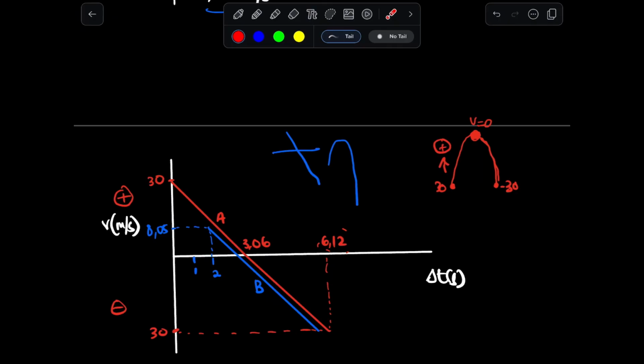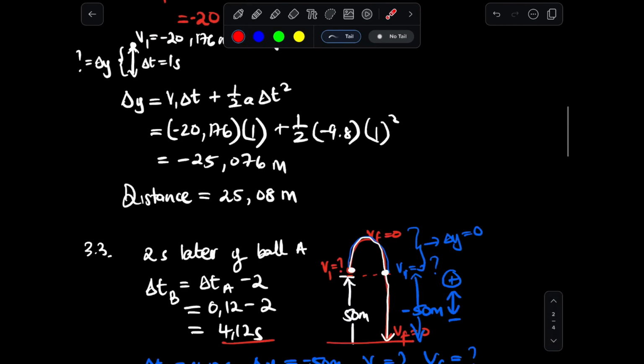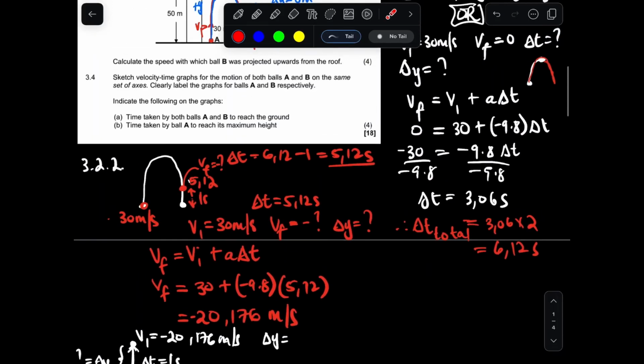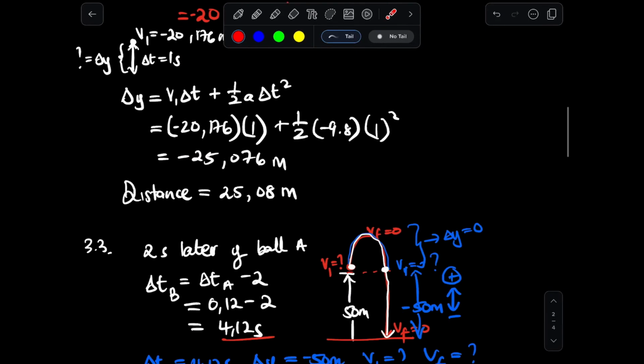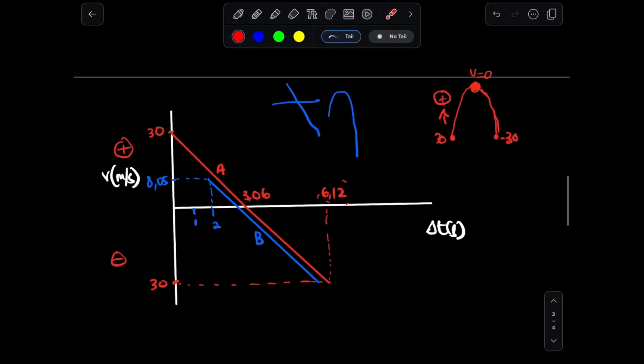Okay guys, let's double check if we have drawn according to what we're supposed to, the time taken for ball A and B to reach the ground. So the time to reach the ground there, from 2 seconds to that time there, for ball B it's 4.112, but for ball A it's 6.112. And what else are we supposed to show? The time taken for ball A to reach its maximum height. I've shown that. This is the time it took to reach its maximum height. I've shown that. Okay, that's it, guys.